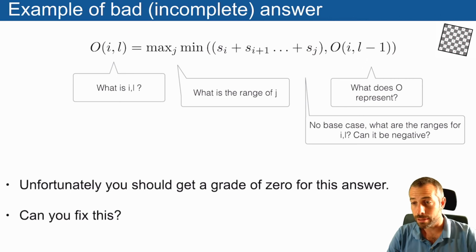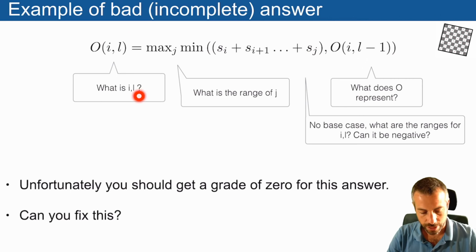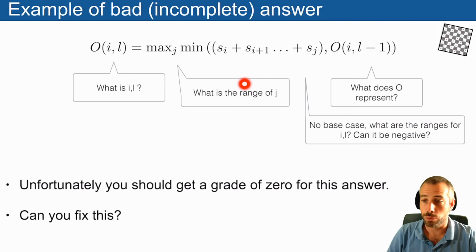The problem is, what does this represent? You should write in natural language what O(I,L) represents. What is I, what is L? I cannot guess it. And then you've got the maximization over J, but the range of J is not given here. I don't know what the scope of J is. Is it starting from 1? Is it going up to n, the size of the sequence? Is it going up to k? I don't know. It's not written.